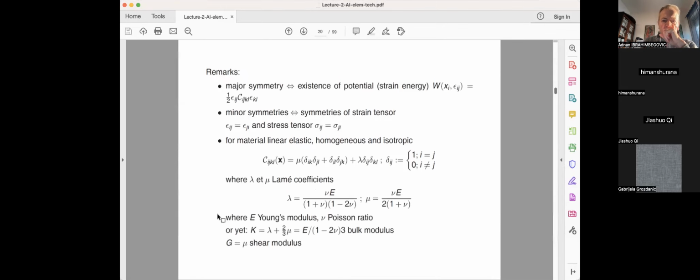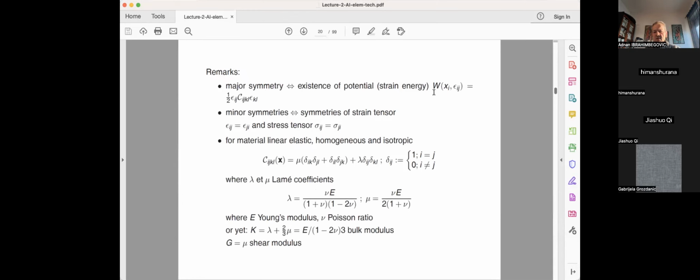So as I said here, major symmetry is the consequence of a potential. In other words, if you have linear elasticity, the stored energy is simply a quadratic form, which could be written as 1/2 epsilon ij times C ijkl times epsilon kl. This is equivalent to writing, in 1D, that the internal energy is 1/2 epsilon times E times epsilon.